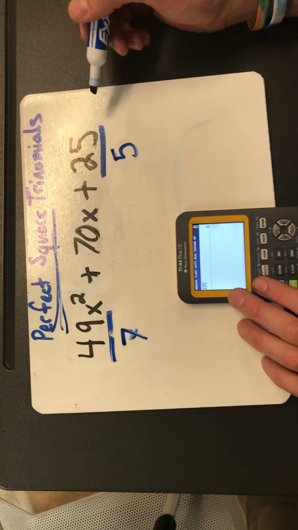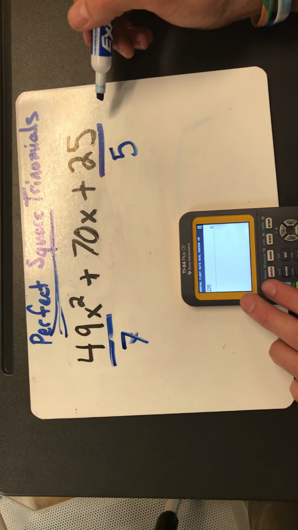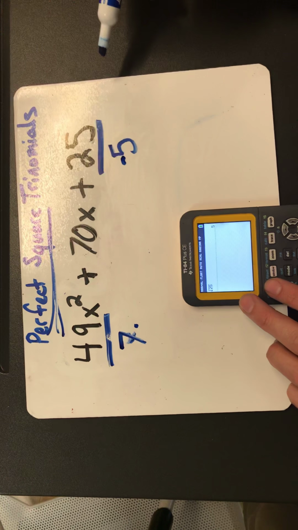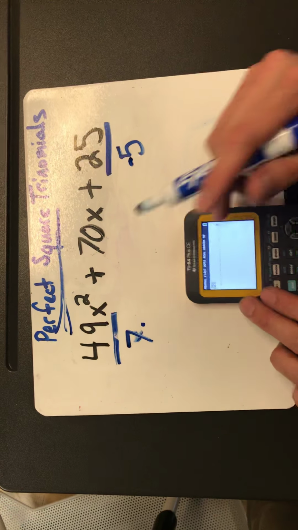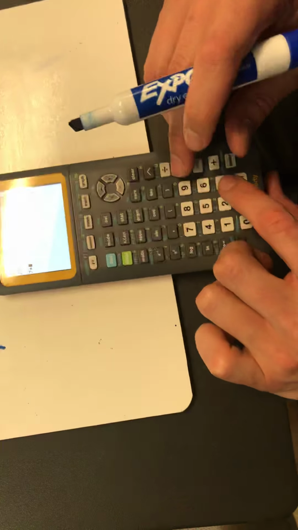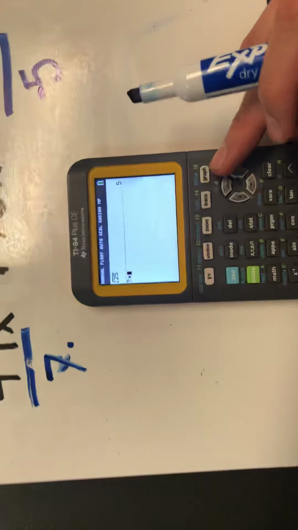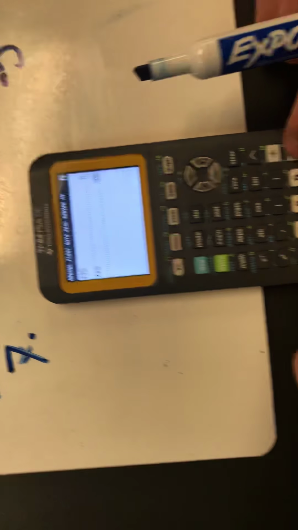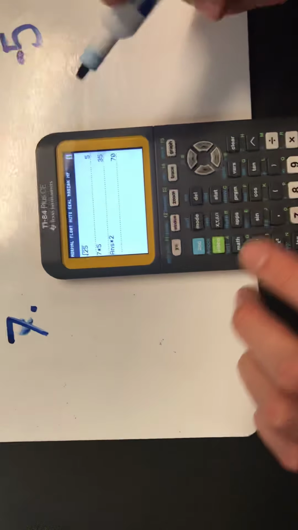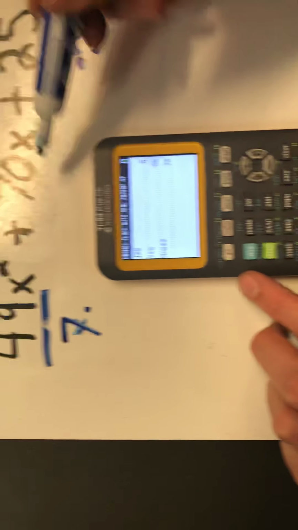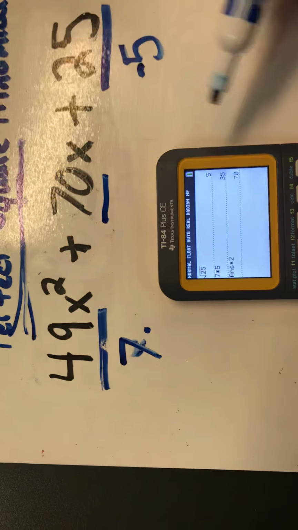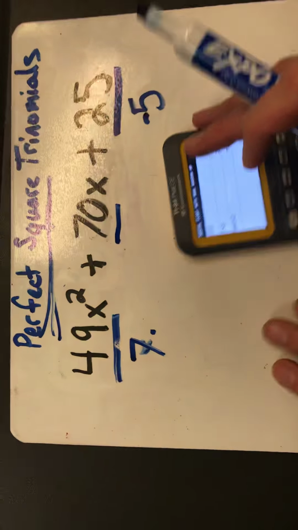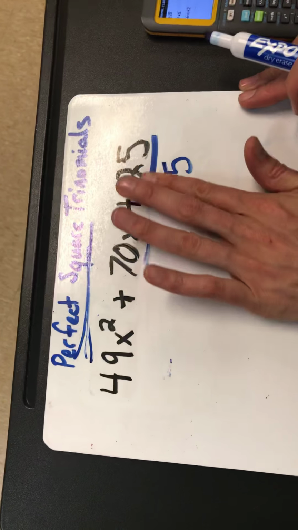The next thing you need to do is multiply the two square roots of your first and last term. So in my calculator, I do 7 times 5. Then you have to double it, so I multiply by 2. If that value equals the middle term of your trinomial, then you know that you have a perfect square trinomial. What that means is there's a trick to factoring it.